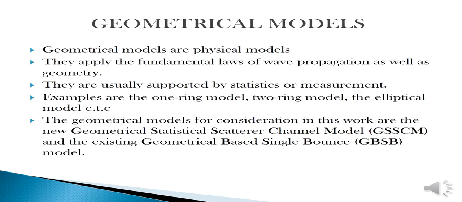Examples of geometrical models in literature are the one-ring model, the two-ring model, the elliptical model, the cylindrical model, and hybrids of one or two or more of the other models. The geometrical models for consideration in this work are the new geometrical statistical scatterer channel model, which will be developed by this work, and the existing geometrical based single bounce model.